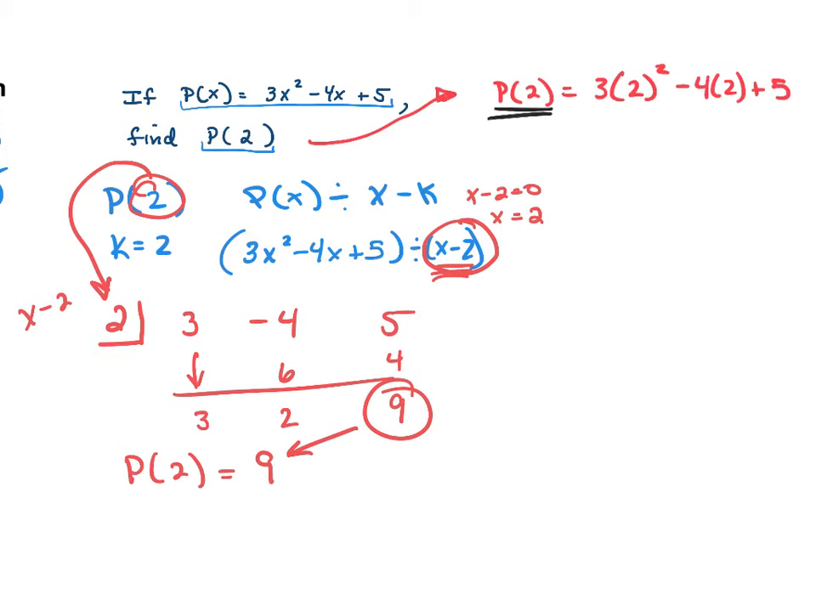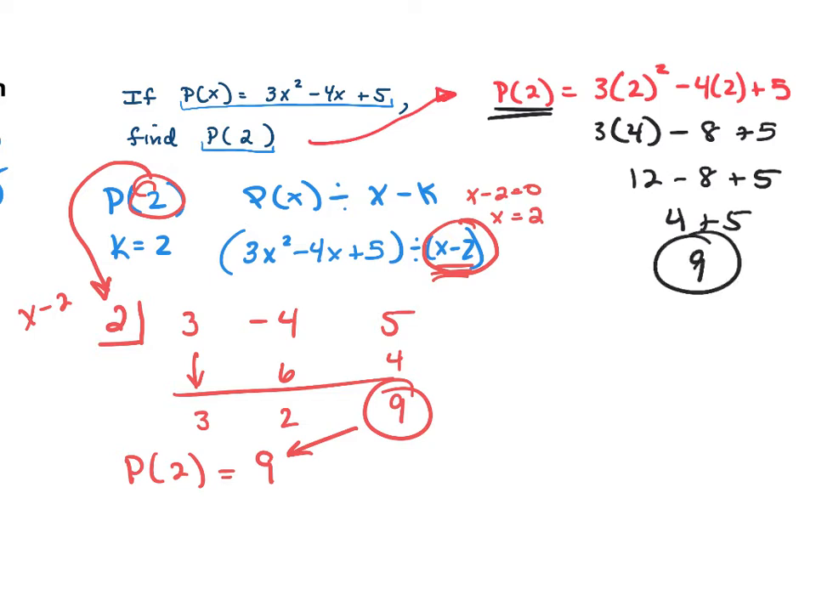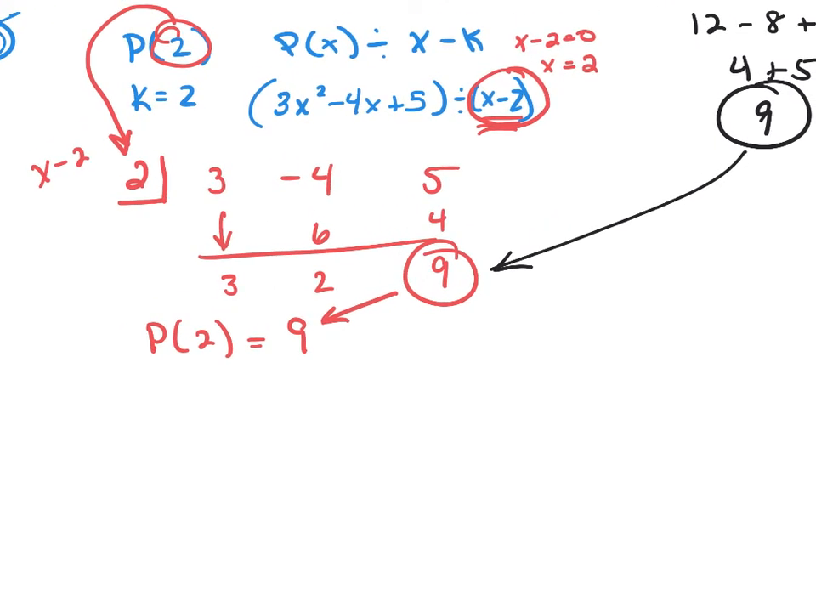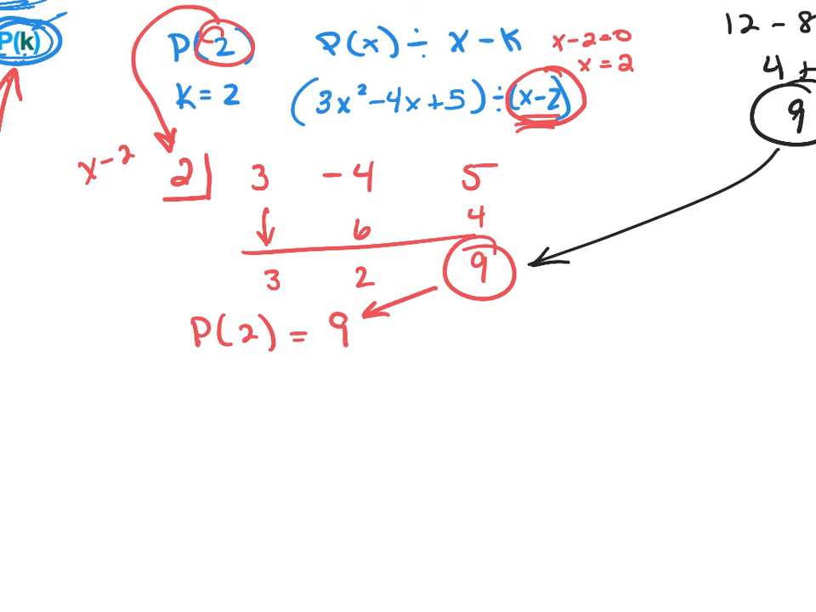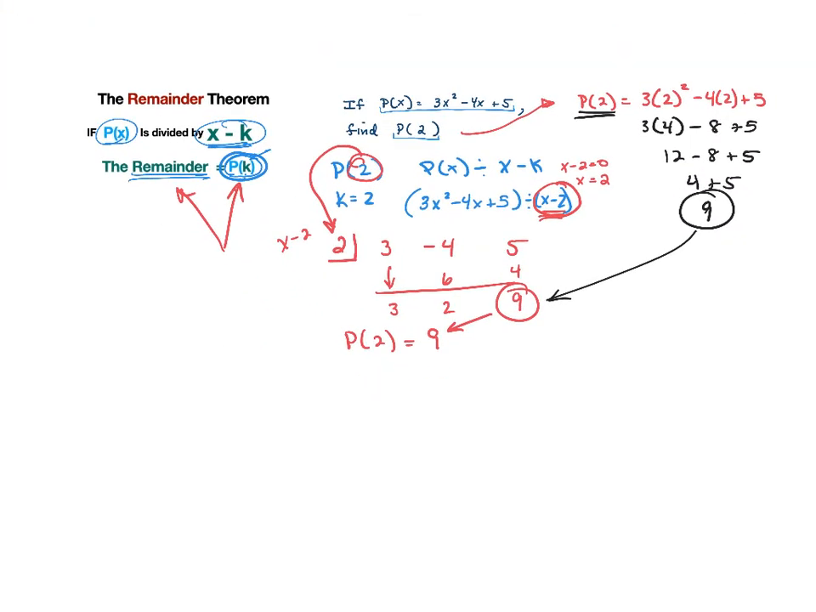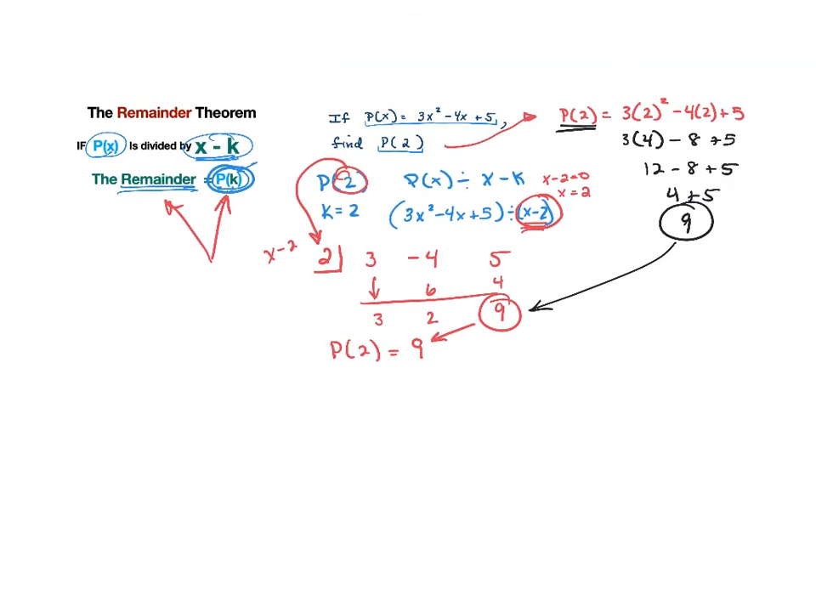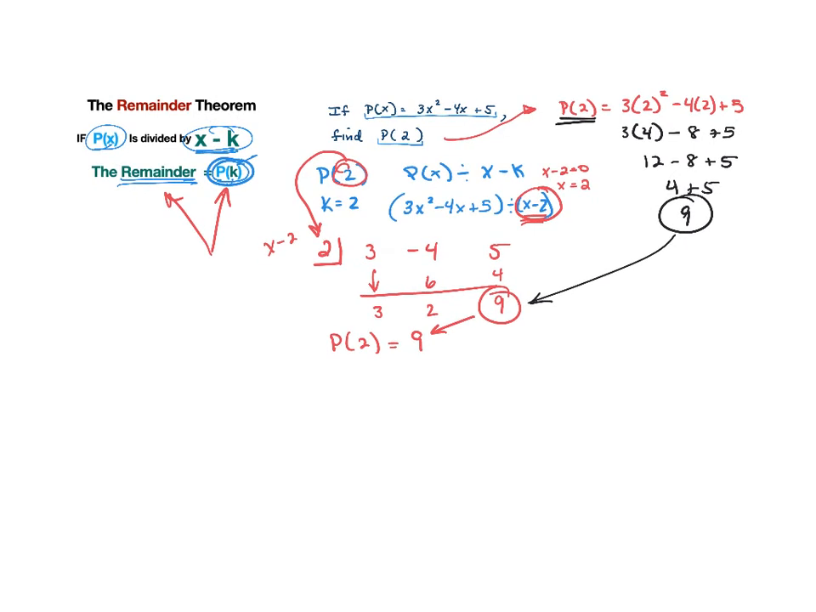So if you want the p of 2, you could plug the 2 in there, giving you 12 minus 8 plus 5, which is 4 plus 5, which is 9. So you can do all that math, or you can just do that synthetic division. Now, the advantage of doing the synthetic division is when we get remainders of 0. And we're going to see that on the next slide. So that's our first theorem, the remainder theorem. If you want the p of 2, do synthetic with a 2.